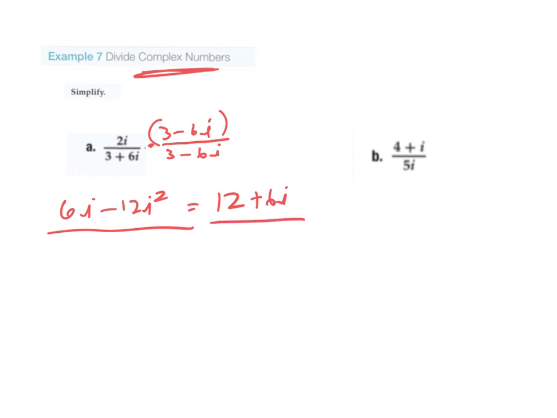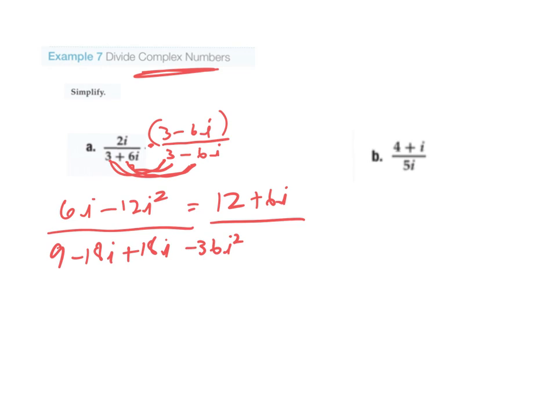Now let's do the denominator, which is just FOIL. So that's 3 times 3, which is 9. 3 times a negative 6i is a negative 18i. 6i times positive 3 would be a positive 18i. And then a positive 6 times a negative 6 is a negative 36. And the i's get squared.